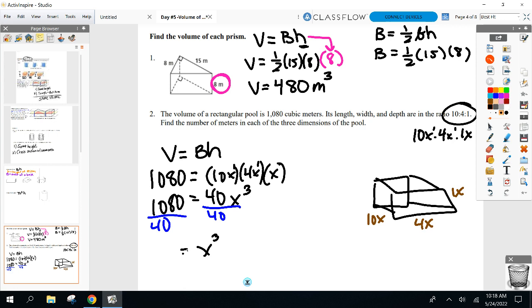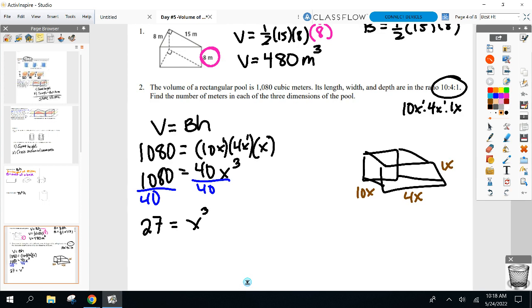X cubed. What's that number there? I'm not even going to guess. 27. All right. I don't think I've shown you this year. If that was squared, we take the square root. We're done. But now since it's cubed, we got to take what's called the cube root, which is like a square root, but the 3 in the middle there.